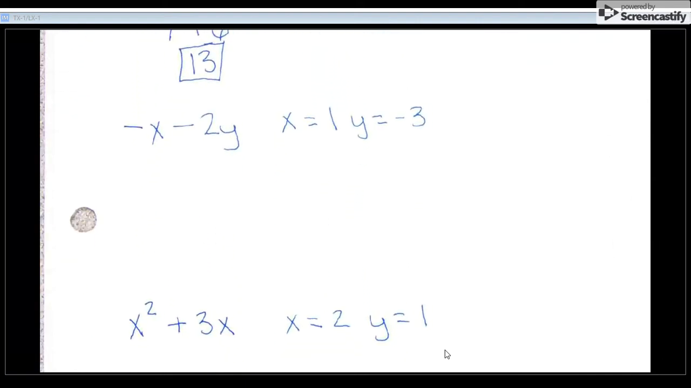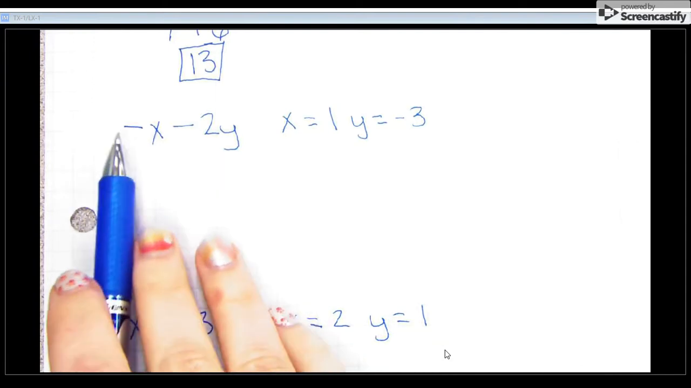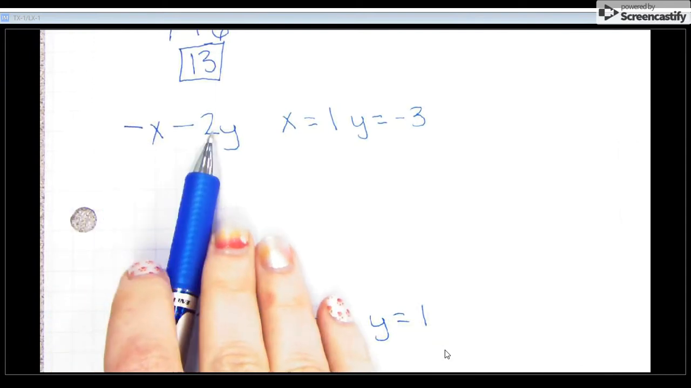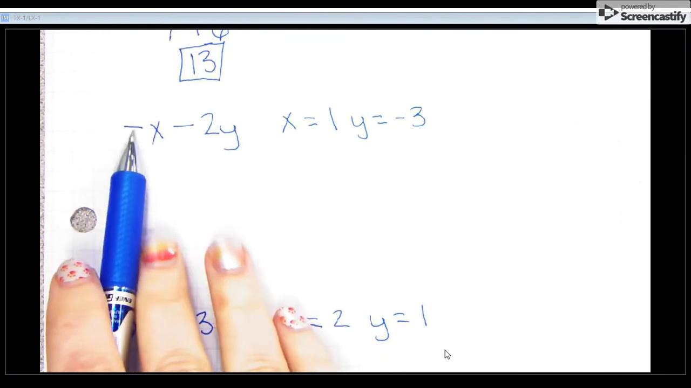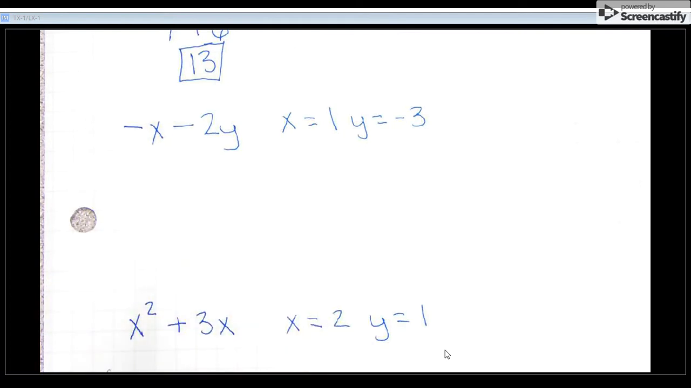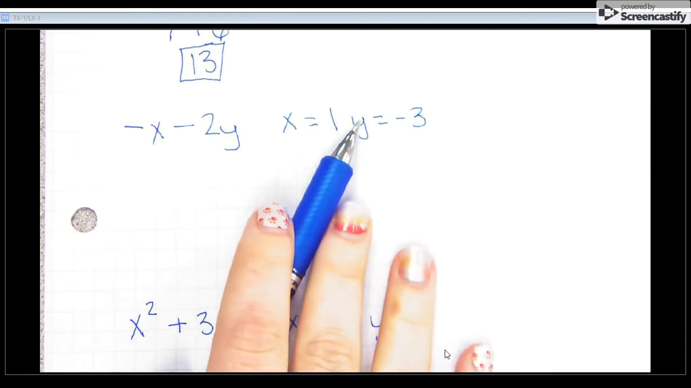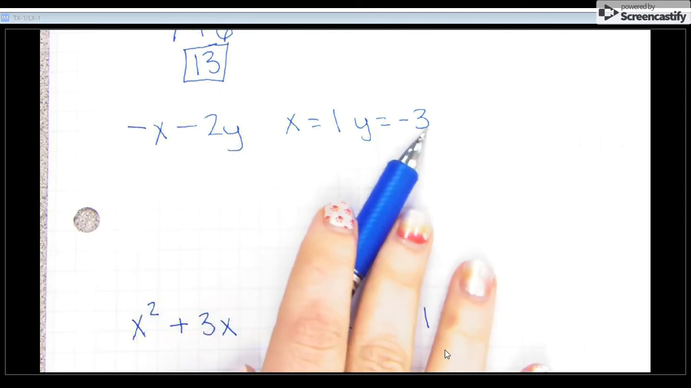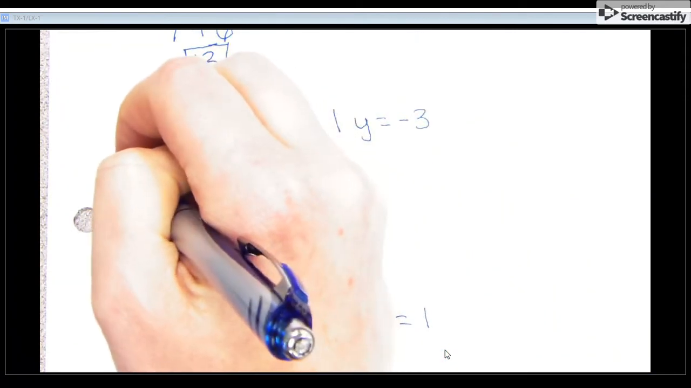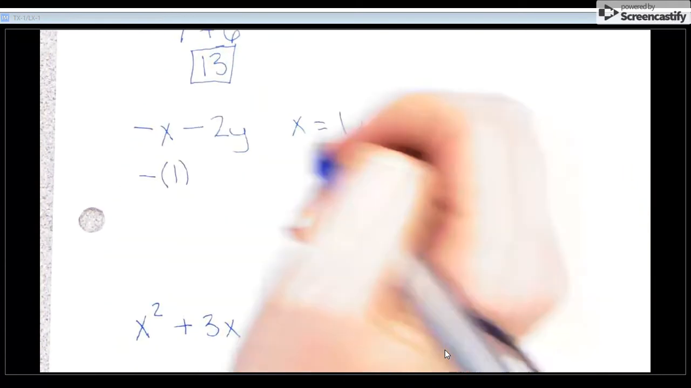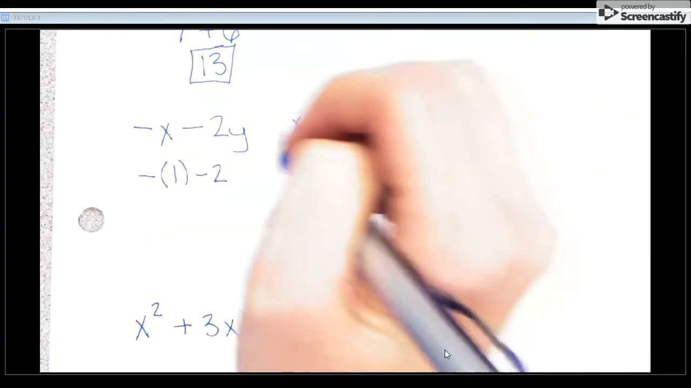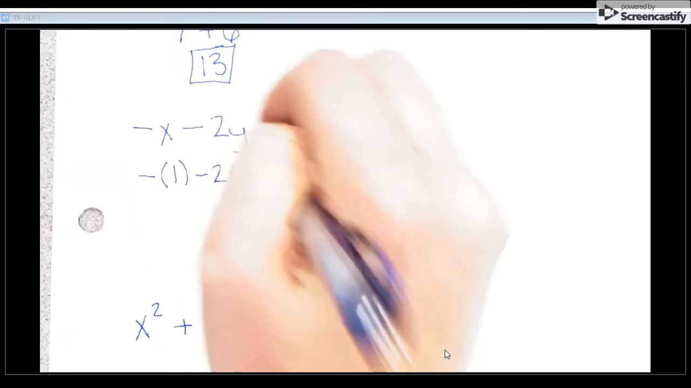Let's take a look at another problem. In this example, I have negative x minus 2y. I wrote this problem for the specific reason that there are multiplication signs. Those can be a little tricky. I'm going to do the exact same steps that I did before. I'm going to replace the x with 1 and the y with negative 3. So I have a negative parentheses 1, because that took the place of my x, minus 2 multiplied by negative 3.